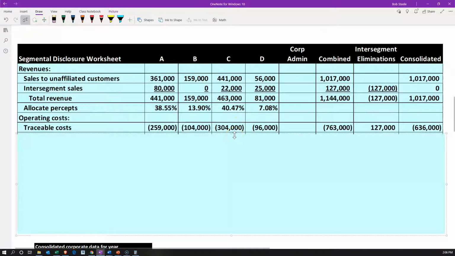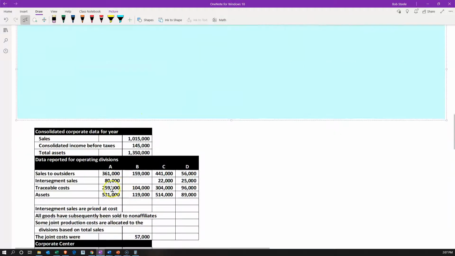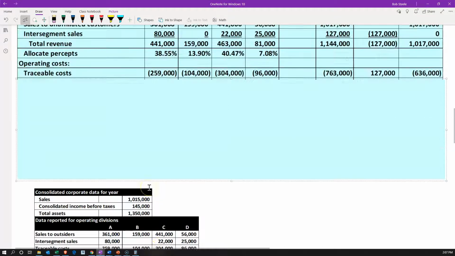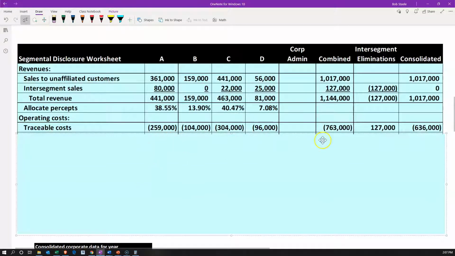Operating costs now, traceable costs. We're going to put these as negative numbers as they are costs. And we're picking these up from our table. So straight from the table, once again, for A, B, C, D division, 259, 104, 304, 96. So there we have them. We're going to be adding them up. Those four numbers add up to the 763,000.